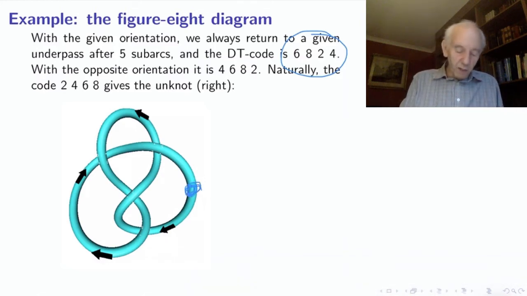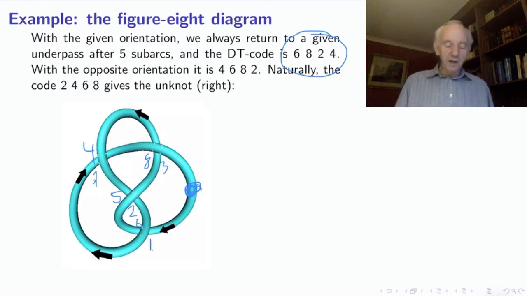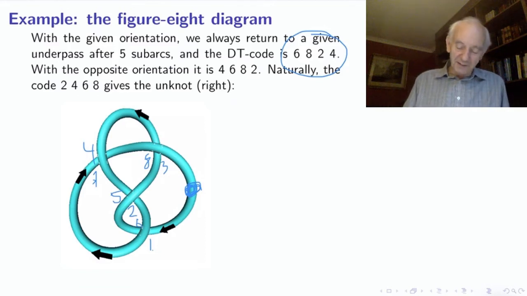Then I would go 1, 2, 3, 4, 5, 6, 7, 8, and then I come back to 1. And this time the code is 1. Well, actually, it's the same one, isn't it? It's going the same way around.